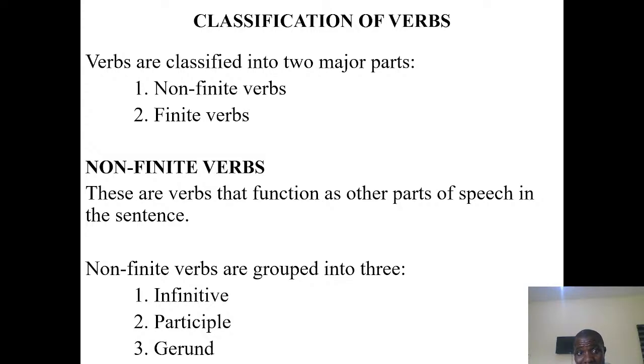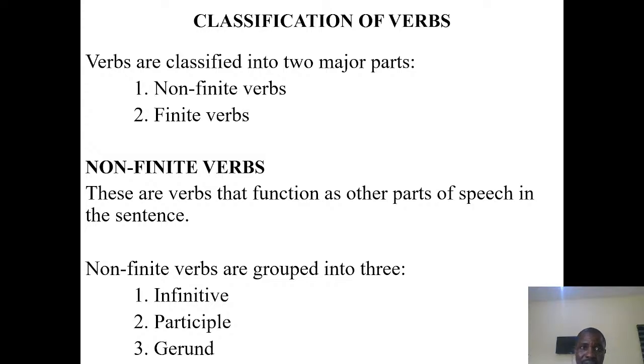So nominals are other parts of speech that are functioning as a noun. Verbal are other parts of speech that function as verb. Adjectivals are other parts of speech that function as adjective. Adverbial, other parts of speech that function as adverb. But in the case of non-finite verbs, they are verbs that function as another part of speech, while verbal are other parts of speech that function as verb.